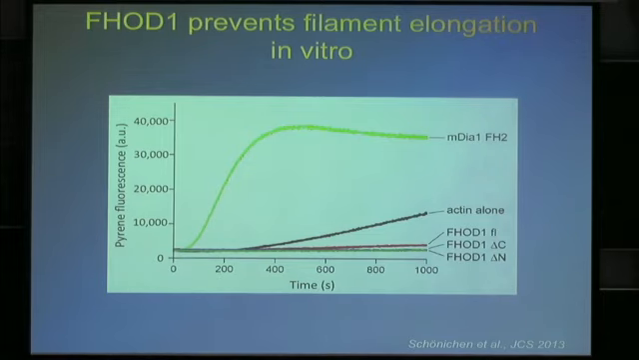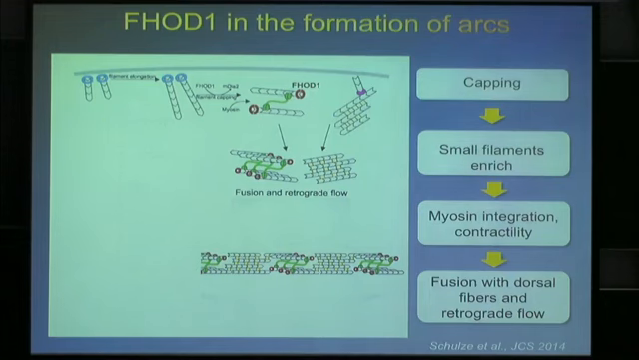Capping proteins actually bind to the barbed ends of actin filaments and stop the elongation. This capping function would basically explain both observations we had. It would explain why arcs are enhanced, which are generated by those filaments in the leading edge. F-hot, by capping, would enrich those small filaments. It would prevent filament elongation, but enrich the small filaments.